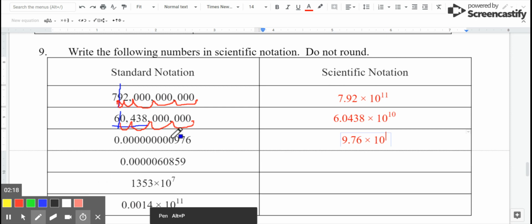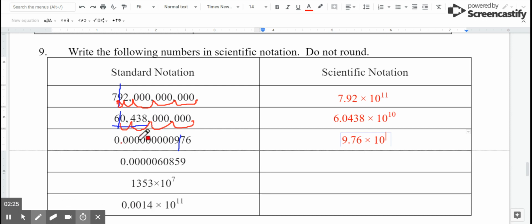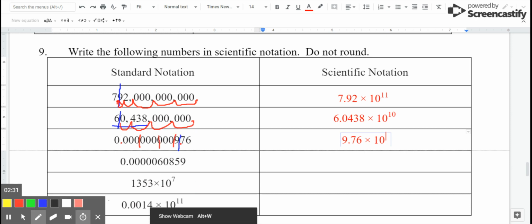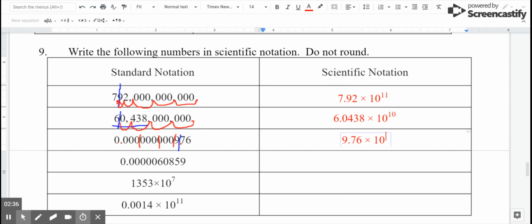So we want the decimal between these two numbers, and the decimal is currently over here. So I'm going to count in threes. There's 3, 6, 9, 10 spots that I moved it. But this time it's a really small number. So that means I'm using a negative power of 10 rather than a positive power of 10. So this becomes 9.76 times 10 to the negative 10th power.